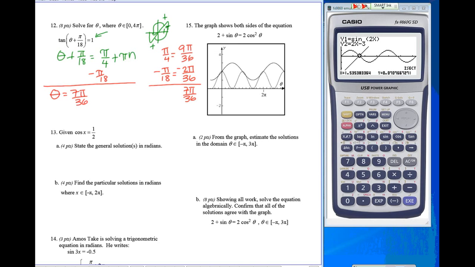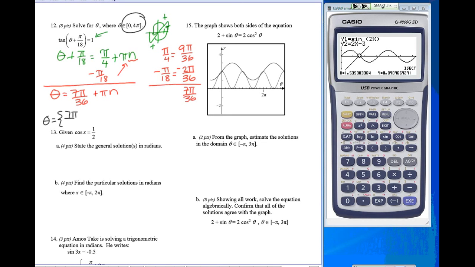Now when I'm combining these two things, I don't want to put it with the pi n because that has a variable and these aren't like terms. So it's 7/36 pi plus pi n. Now I want all the solutions between 0 and 4 pi, so not just these particular solutions.